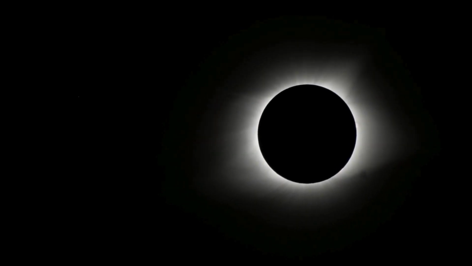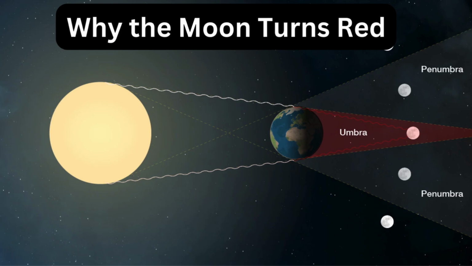Total lunar eclipse. The most spectacular type, a total lunar eclipse, occurs when the entire Moon passes into the umbra. The Moon takes on a reddish hue, commonly called a blood moon, due to the scattering of sunlight through Earth's atmosphere.